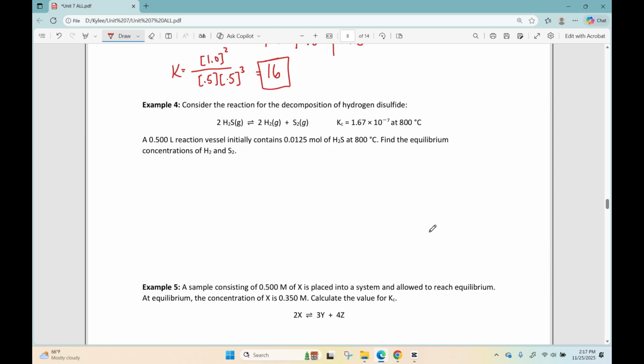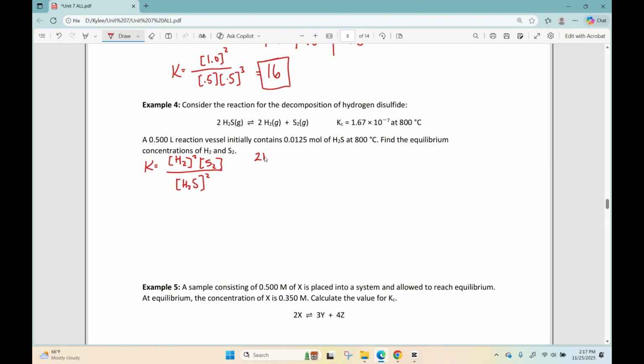Example number 4, we have a reaction of H2S goes to H2 plus S2. They give us a K value, and they want us to find the equilibrium concentrations of H2 and S2. So let's start with our K expression. My products are going to be H2 and S2. H2 gets a square, and then my reactant is H2S, and it also gets a square.